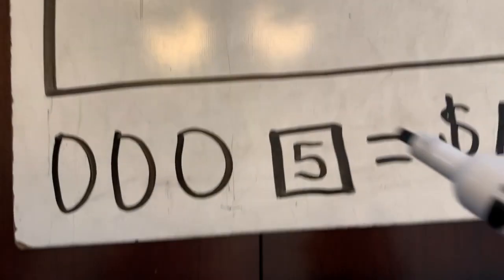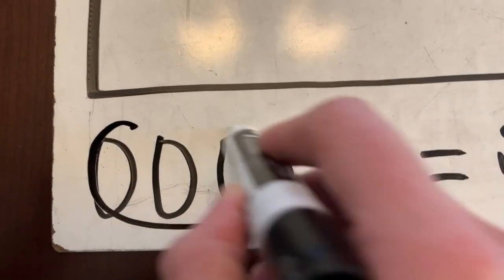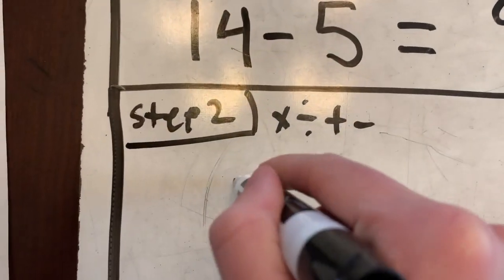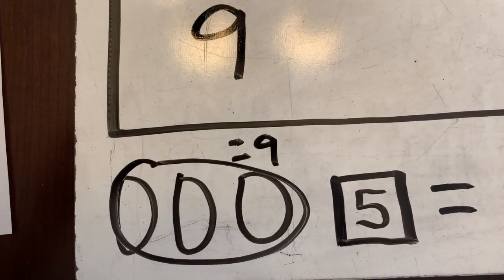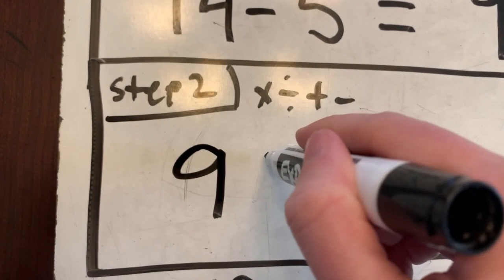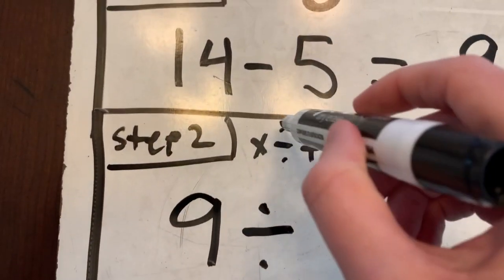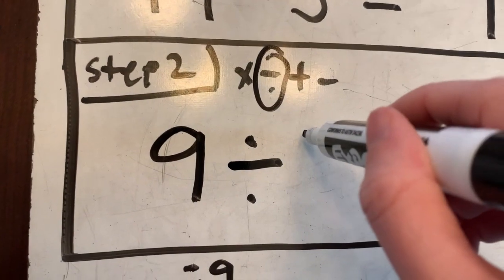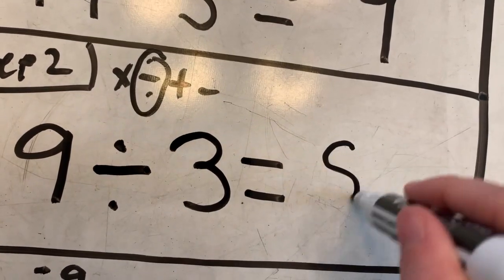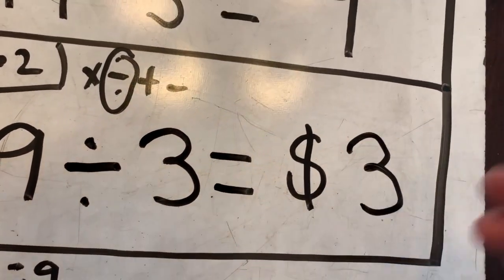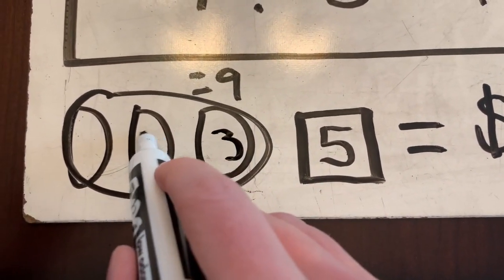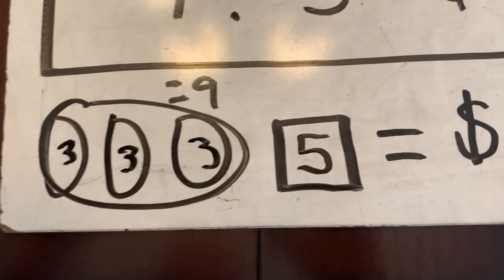Okay, so back to our picture. All of these packs of pens together were $9. We have $9, and how many packs of pens did we buy? We bought 3. So we're going to divide $9 between 3 packs of pens to say that each pack of pens cost us $3. So that means this pack was $3, this pack was $3, and this pack was $3.